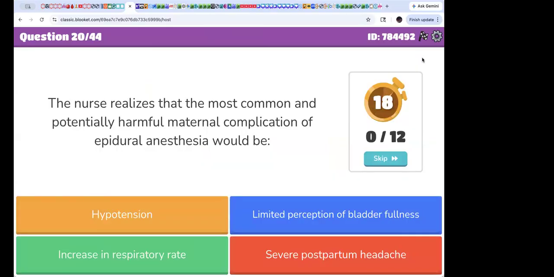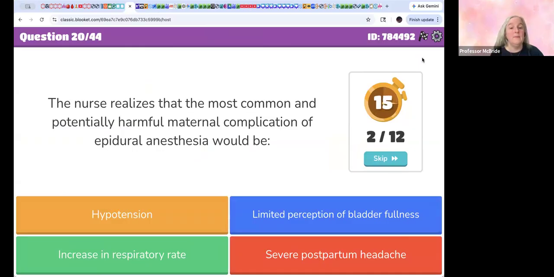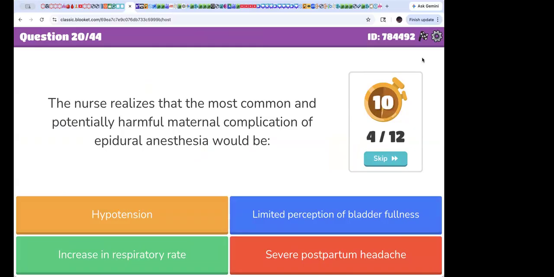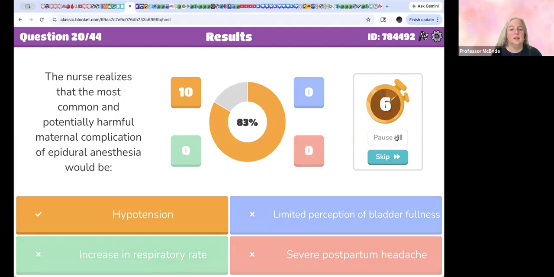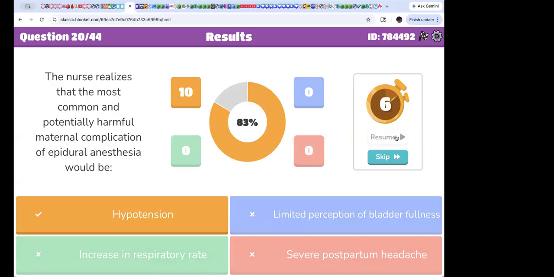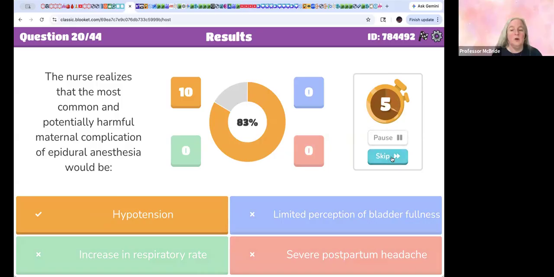The nurse realizes that the most common and potentially harmful maternal complication of epidural anesthesia would be what? Hypotension. Good. What do we do to try to minimize the hypotension that might happen with an epidural? Fluids. We're going to give a fluid bolus before the epidural to help support our blood pressure.